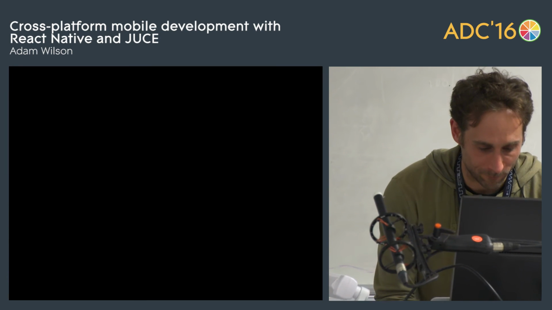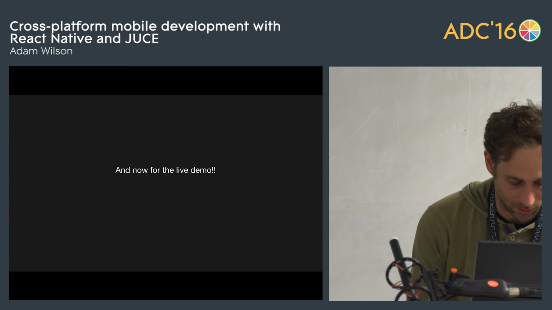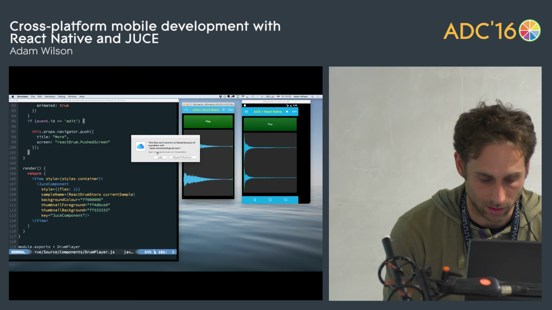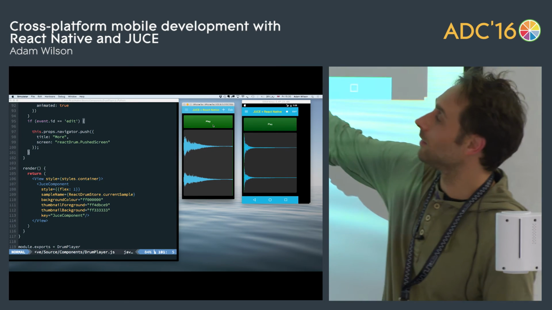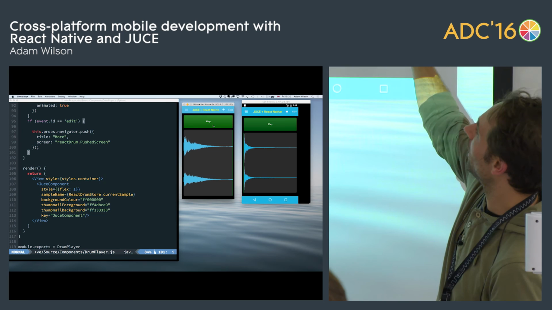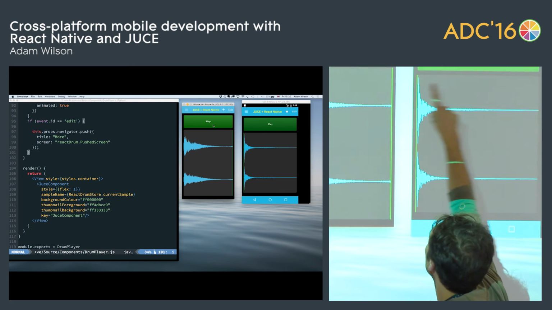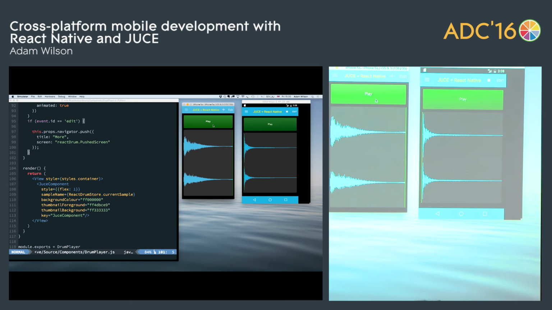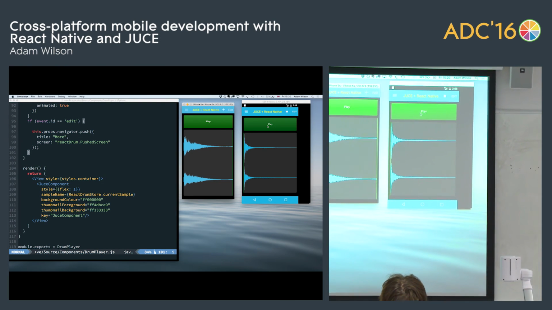Right. So I need to quit that. Okay, cool. So here I have an iOS app and an Android app, and in the middle here is my JUCE component, and on the top this is the React Native Navigation library, and I've got different sounds. It's basically just a sample player.